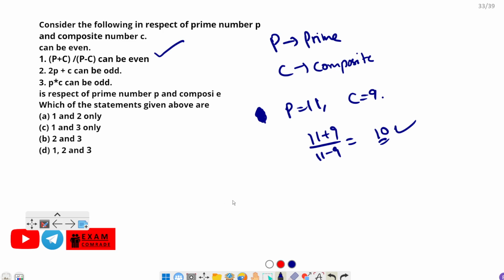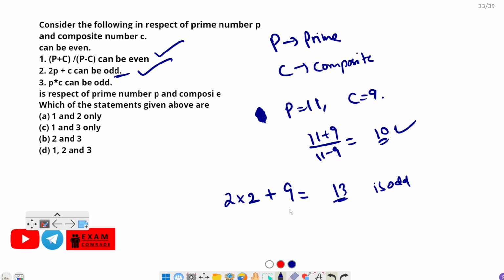2p plus c can be even. 2 into prime number. Okay, 2p plus c can be odd, right? Let's say p is equal to 2, c can take as 9. So this is also correct. 9 plus 4, 13. 13 is odd, right? Second statement is also correct.